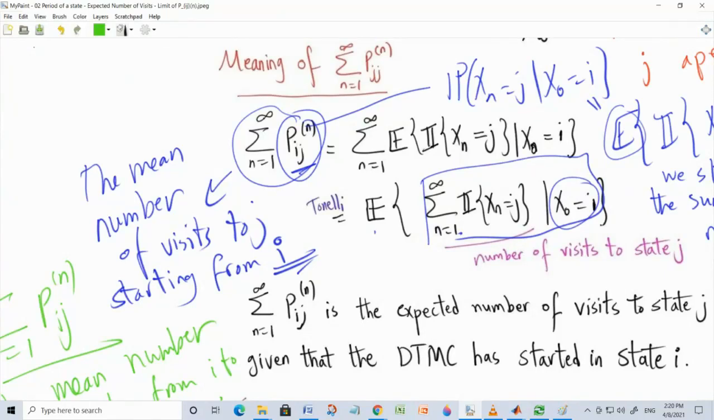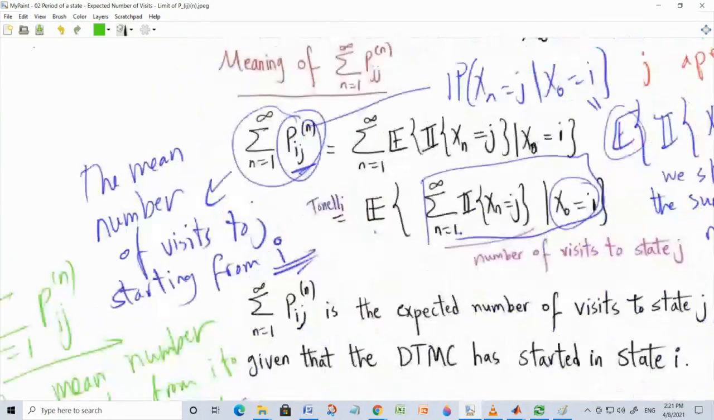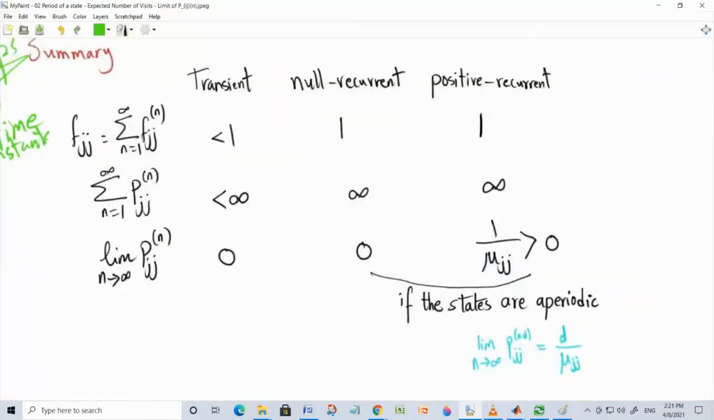It has a meaning in classifying the states. If this summation of p_jj of n is infinity, we are talking about a recurrent state, and if it is finite, then we are talking about a transient state. So here is a very important summary. If our state is transient, f_jj is less than 1, but for null-recurrent and positive-recurrent states, f_jj is equal to 1. And this summation of p_jj of n, which is the mean number of visits to j starting from j over the time horizon, is finite for transient states.